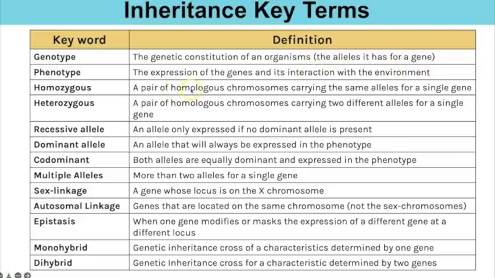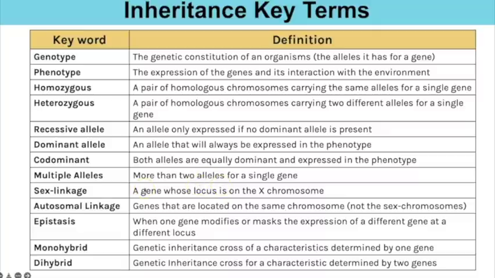Homozygous is when you have a pair of homologous chromosomes carrying the same alleles for a single gene, whereas heterozygous is when you've got the homologous chromosomes carrying 2 different alleles for a single gene. Recessive allele is only expressed if there's no dominant allele present, whereas the dominant will always be expressed. Codominant is when both alleles are equally dominant and expressed in the phenotype. Multiple alleles is when you have more than 2 alleles for a single gene.